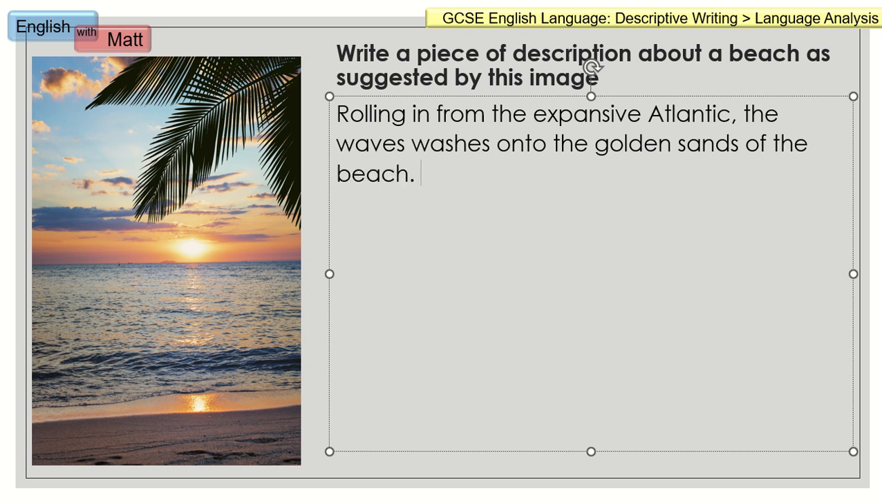So I'm using an adjective like golden to already start to create that imagery. And I'm also using alliteration there. I didn't mean to, that was accidental. The waves washed onto the golden sands, but it's definitely something that I can use in my language analysis in a minute.